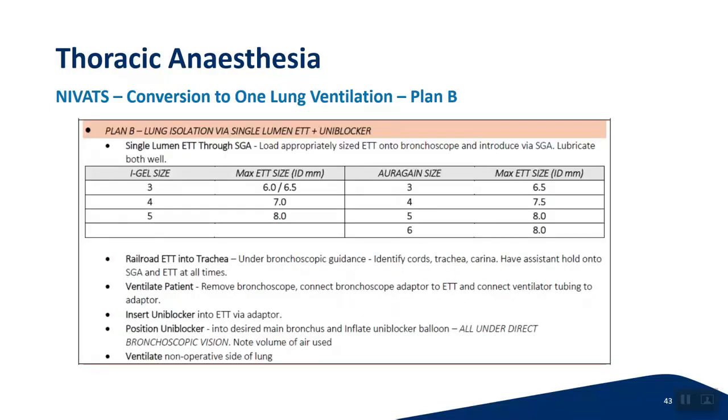In Plan B, an appropriately sized endotracheal tube is railroaded over a bronchoscope through the supraglottic airway. We can proceed to block the appropriate lung once the endotracheal tube is in the trachea and ventilation confirmed. Lung isolation can be achieved with the uniblocker as previously described, or by passing the endotracheal tube into the appropriate main bronchus to be ventilated. The table shows ETT sizes for different sized supraglottic airways.